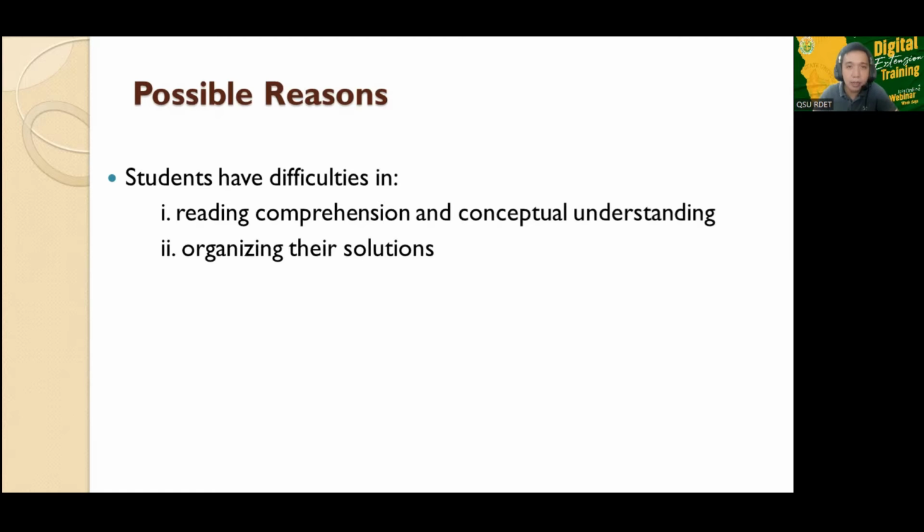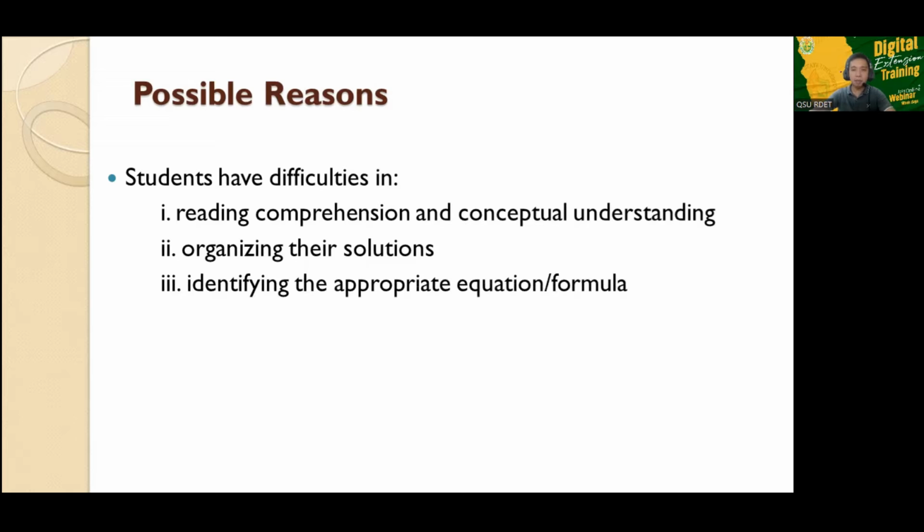Second is that students might have difficulties in organizing their solutions. For simple problems, it's okay. They can do it mentally, but for more complex problems, they find it hard to organize their solutions. They cannot present, they cannot translate the word problems into equations.